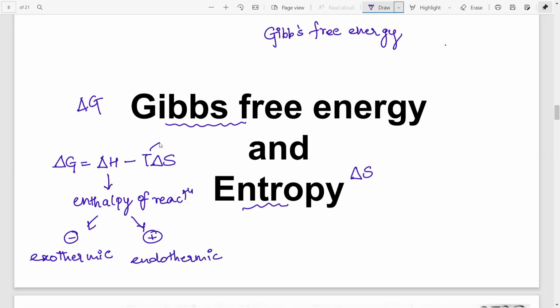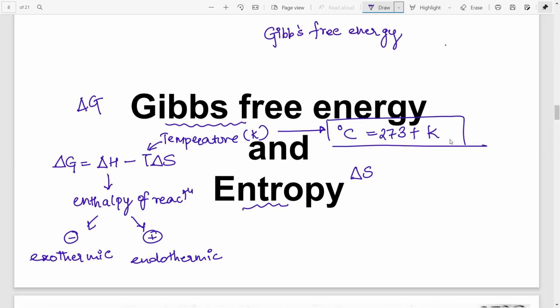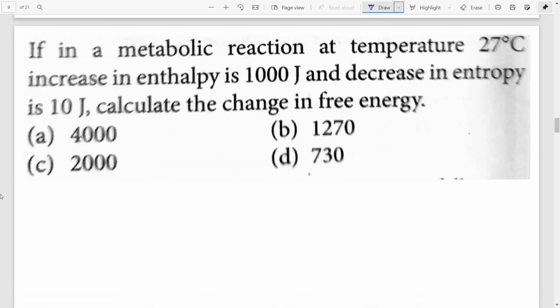Now T is the temperature, and mind you, the temperature has to always be in Kelvin. What is the conversion? If you have the temperature T in degrees Celsius, then to get it into Kelvin you just have to add 273. Having known this, we can go on to solving the questions asked in CSIR NET.